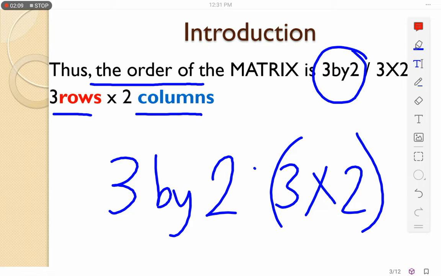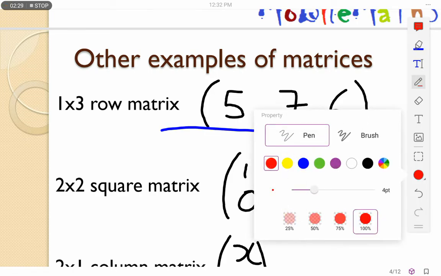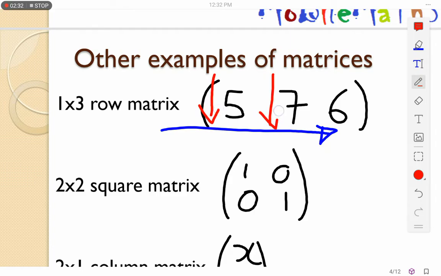Now I will show some examples of orders of matrices. I've got a 1 by 3 row matrix. So this is the 1 by 3. I've got 1 row and I've got 3 columns: 1 column, 2, 3. Then if we move on to the next one, I've got 2 by 2. This one is a square, so I simply have 2 rows and 2 columns. I think this one is very clear and simple.